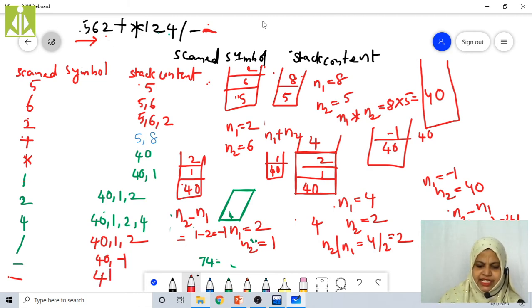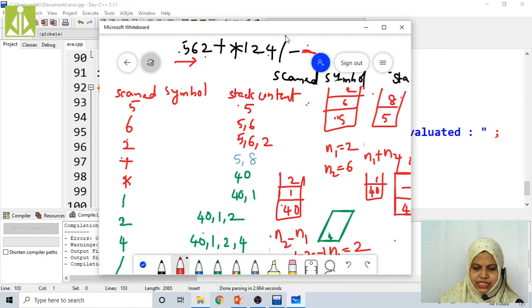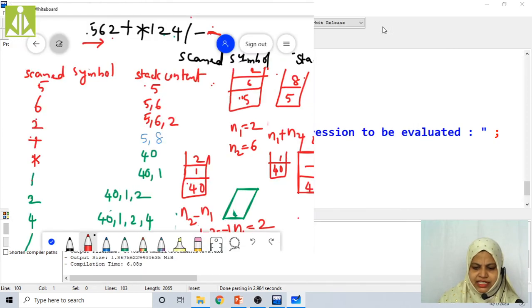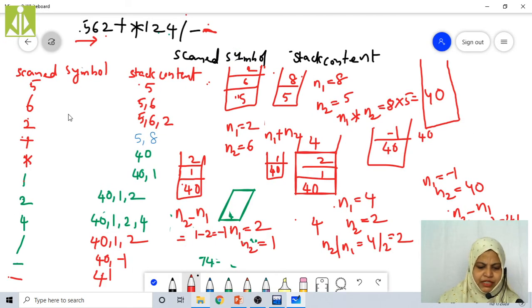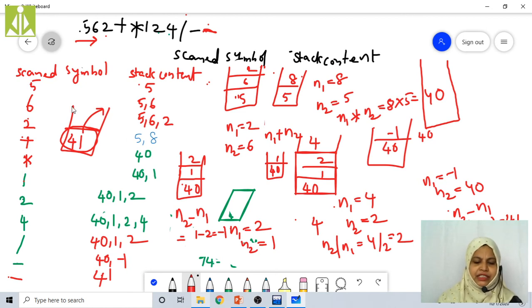Now the stack consists of this 41 symbol, so you have to delete this symbol from the stack and evaluate. This is the answer for this expression, 41, right? This is the answer for the evaluation of the expression. At the end you have to get only one operand.